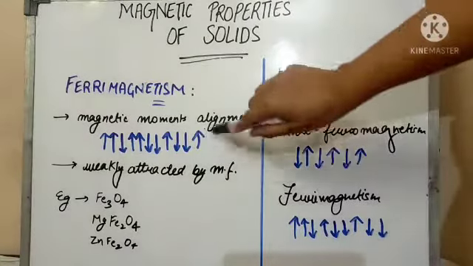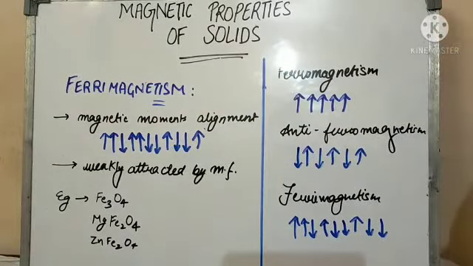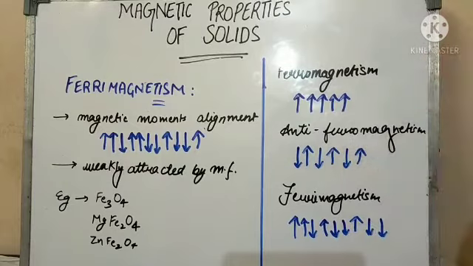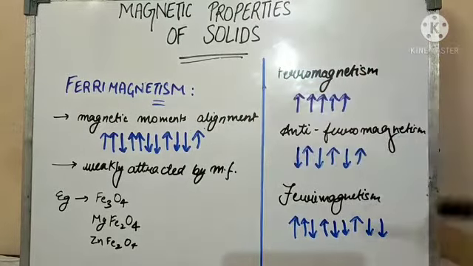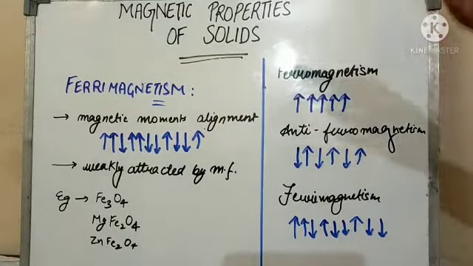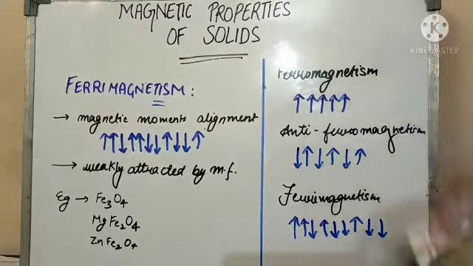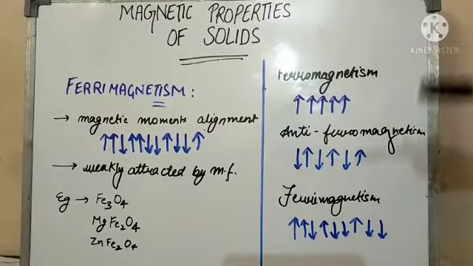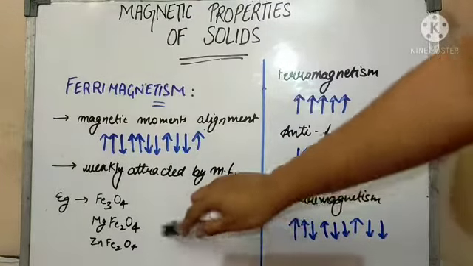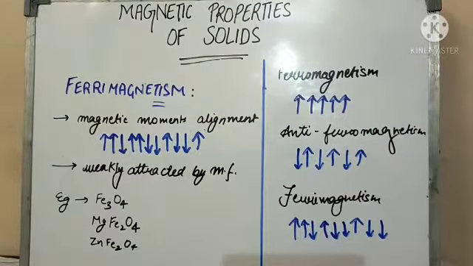As you can see the alignment of magnetic moments, there are unequal numbers of parallel and anti-parallel magnetic moments, which causes an unequal dipole, and it causes it to be weakly attracted by a magnetic field. It is weaker than ferromagnetism, but it is certainly stronger than antiferromagnetism. A few examples include Fe3O4, MgFe2O4 and ZnFe2O4.